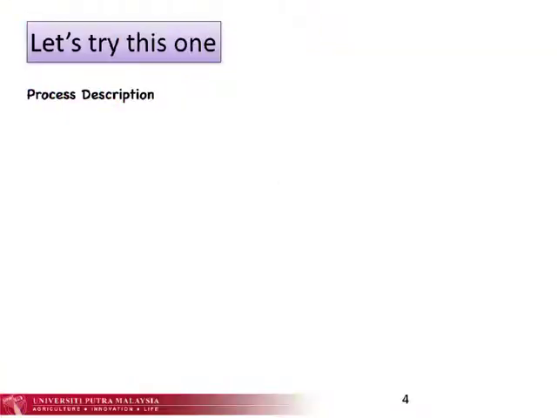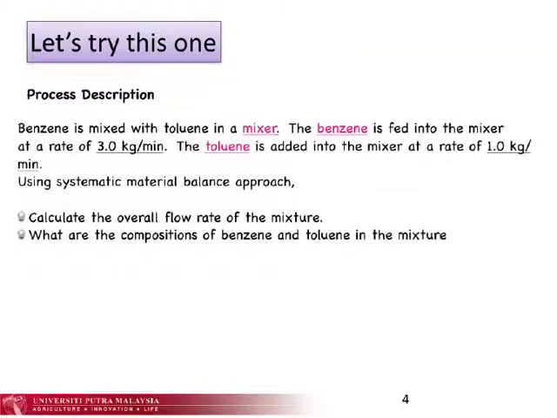Let us try this one. You're given a process in which benzene is mixed with toluene in a mixer. The benzene is fed at a rate of 3 kg per minute and the toluene is added at a rate of 1 kg per minute. You are required to calculate the overall flow rate of the mixture and to calculate the composition of benzene and toluene in the mixture. Let us see. Our keywords here are mixer, benzene, and toluene. Underline all those keywords.